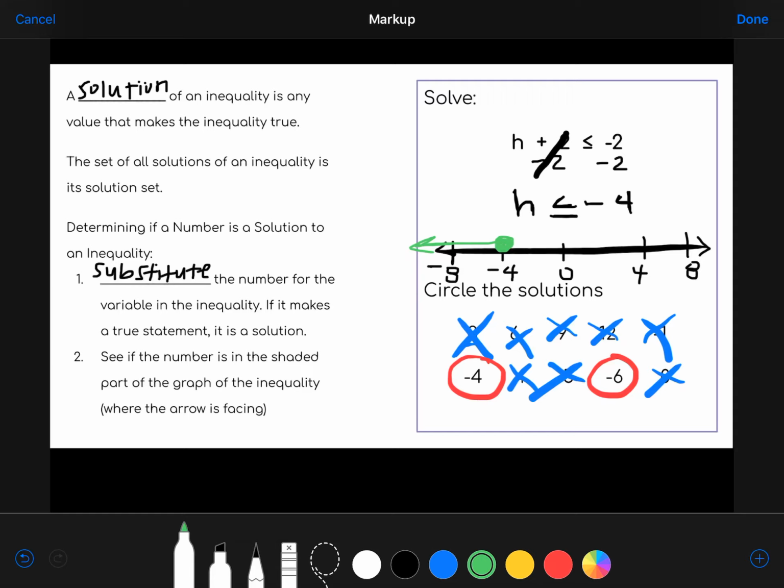So that means any number that would be to the left of negative 4 on the number line would be a solution. So negative 4 is on our dot. Negative 6 would be here, so that's going in the correct direction of the arrow on the number line. And then all of the other numbers that we had here, so 3, 6, 9, 12, negative 1, 4, 5, 0, those are all going the opposite direction of my arrow. So that's not in the shaded region. So those would not be solutions. So those are the two ways to solve for a solution of an inequality.